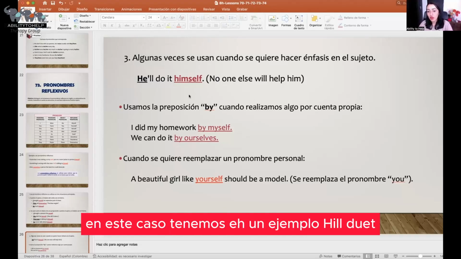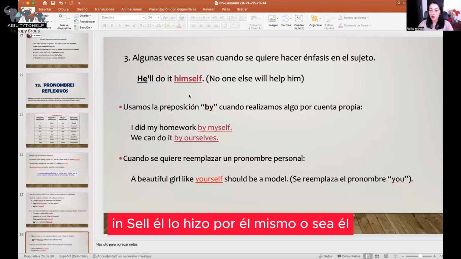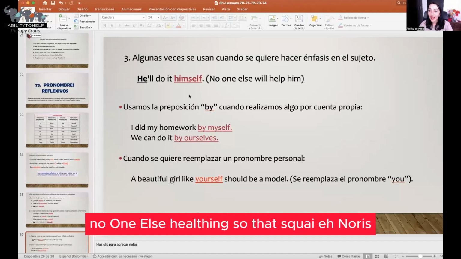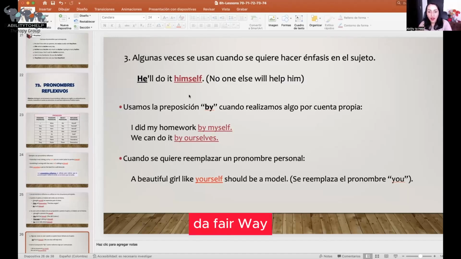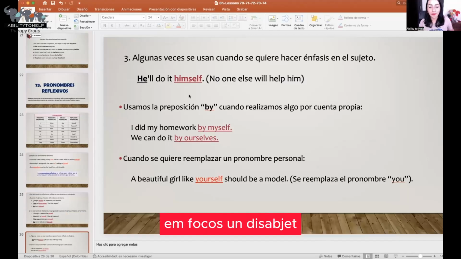En este caso tenemos un ejemplo. He'll do it himself. Él lo hizo por él mismo. O sea, aquí estamos resaltando que nadie más lo ayudó. No one else helped him. So that's why, notice, the third way when you add the reflexive pronoun is because you want to focus on the subject. So that's why the third one is another way to apply this reflexive pronoun.